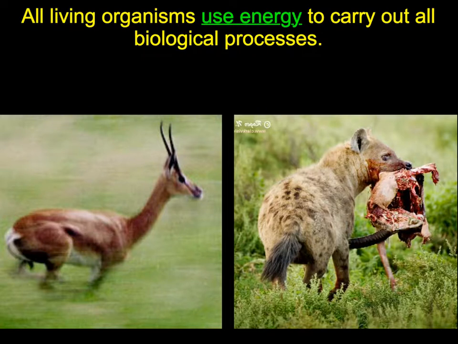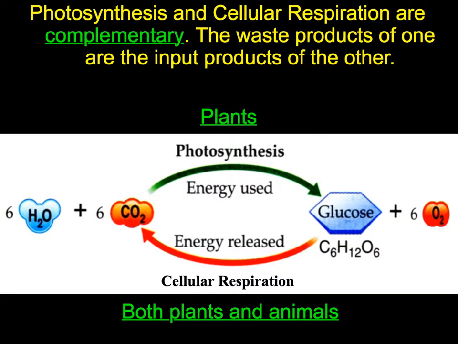So all living things obtain and use energy to carry out all of their biological processes. And whether that organism is obtaining the energy by eating plants or whether it's obtaining it by eating animals, all living things do this. Two chemical equations that you're going to need to get very familiar with are the equation for photosynthesis and cellular respiration. The nice thing is that these two equations are inverses of each other, which means that the reactants of one are the products of the other and vice versa.